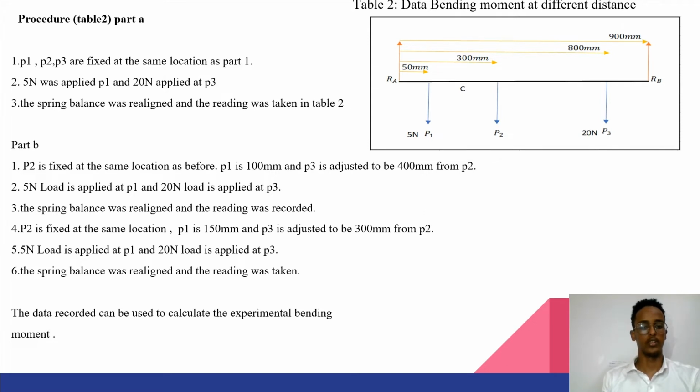B2 is fixed at the same location, but B1 is extended to 150 mm and B3 is adjusted to be 300 mm from B2. Then 5 Newton load is applied at B1 and 20 Newton load is applied at B3, the same as before. The spring balance was realigned and the reading was taken. The data recorded can be used to calculate the experimental bending moment.